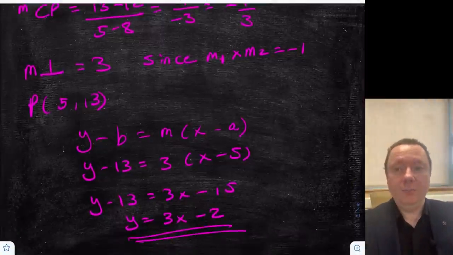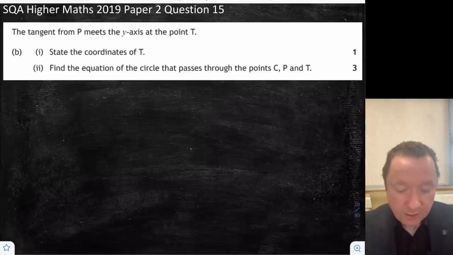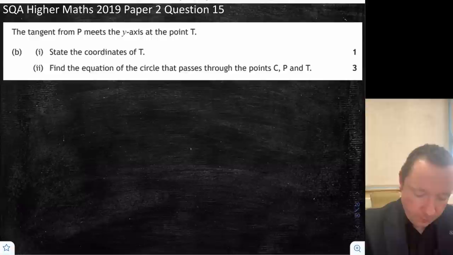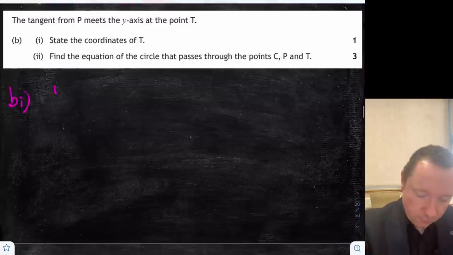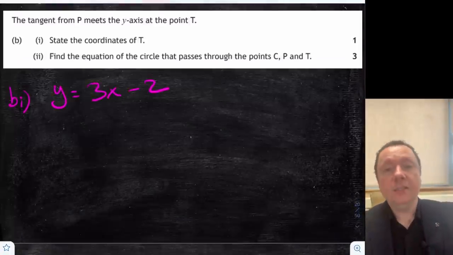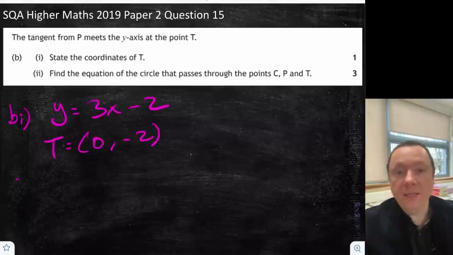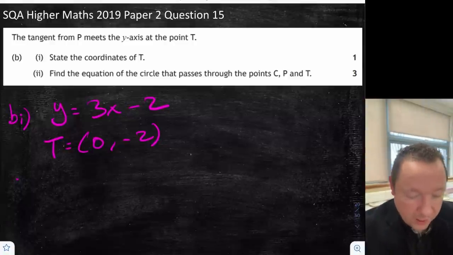And we're done there. Part B says the tangent at P meets the y-axis at point T. State the coordinates of T. Remember, the equation of our tangent is y equals 3x minus 2. So it meets the y-axis when x is 0, in other words, y is minus 2. So the point is (0, -2). And we're done there.